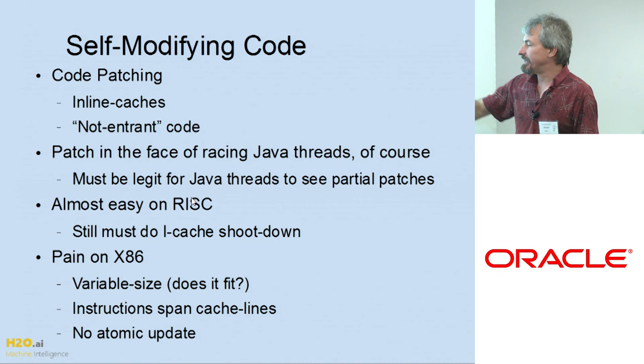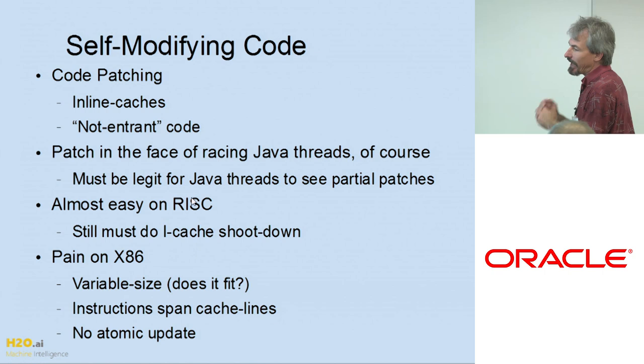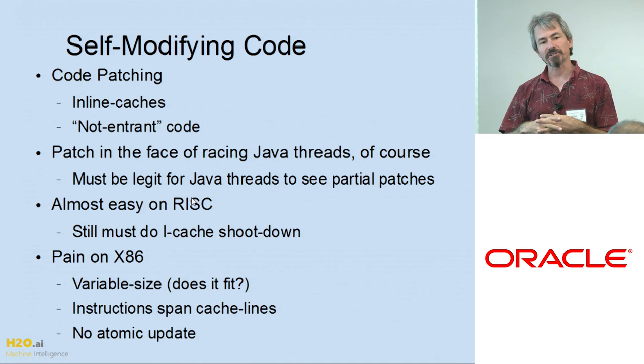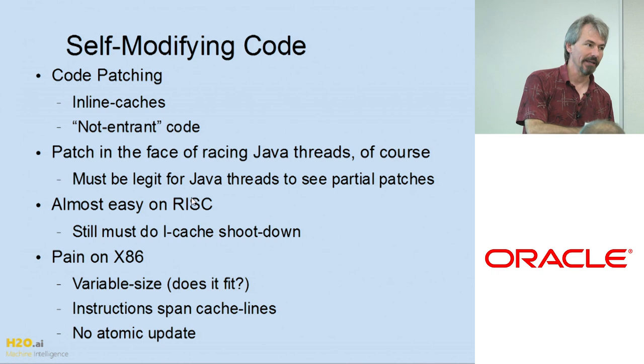But it can be done. And as I mentioned, you can't do an atomic update here. It helps, but you can't across cache line boundaries. So some parts of instructions are not allowed to cross a cache line boundary so that you can patch them. Therefore, sometimes you put nops in order to push the thing to not misalign on a cache line.